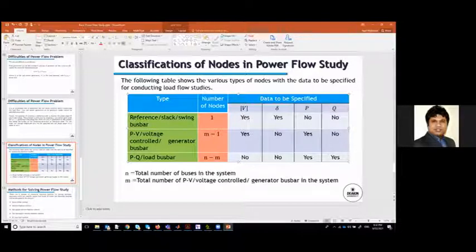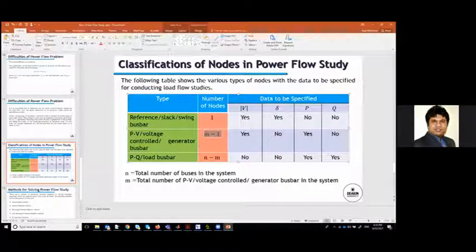Similarly, the generator bus, we also call it the PV or voltage control bus. There could be m number of generators, and basically an infinite bus is also a sort of generator, equivalent to a very large generator with constant frequency. Out of those m generators, we have used one as the reference bus. That means there will be m minus 1 buses that are generator buses in a system.